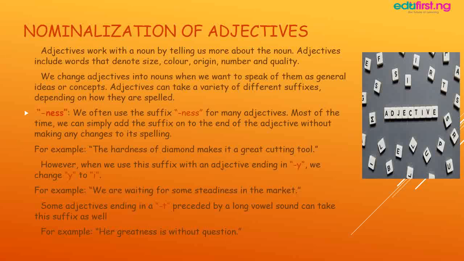However, when we use this suffix with an adjective ending in y, we change the y to i. For example, we are waiting for some steadiness in the market. The adjective steady, S-T-E-A-D-Y, becomes the noun steadiness. We have replaced the y with i, then added -ness. Some adjectives ending in a t, preceded by a long vowel sound, can take the suffix as well. For example, her greatness is without question. The adjective great becomes the noun greatness.